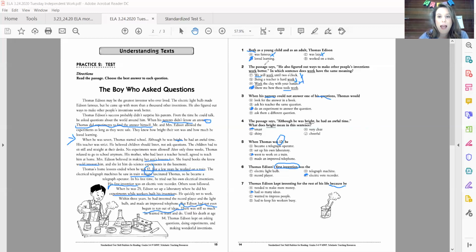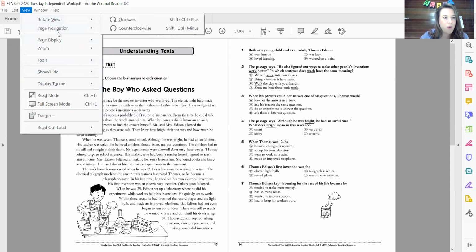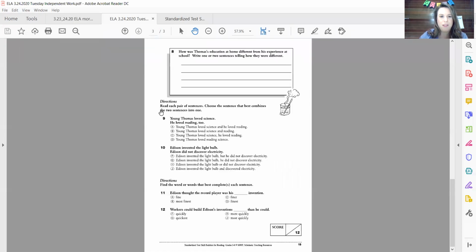So now I am going to clear my screen and then go to the next page. I'm going to go back to single view. Let's see, view, page display, single view, and go to the next one.